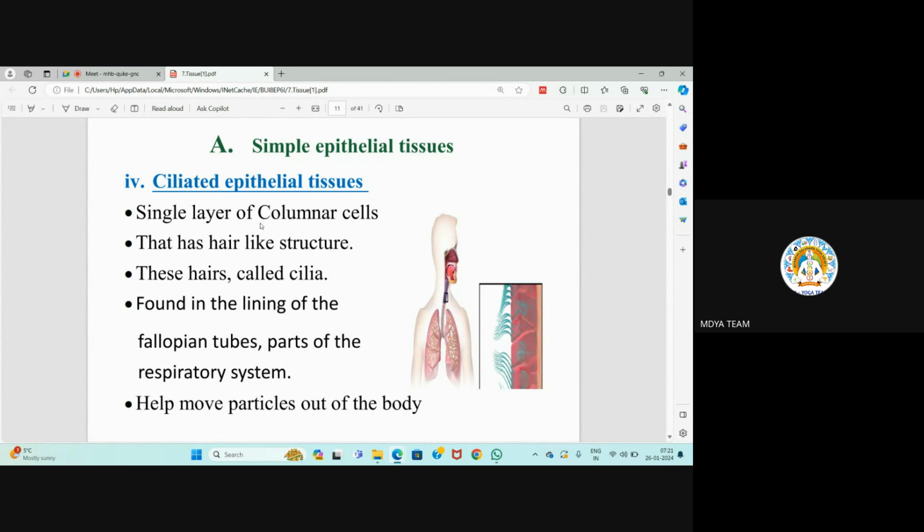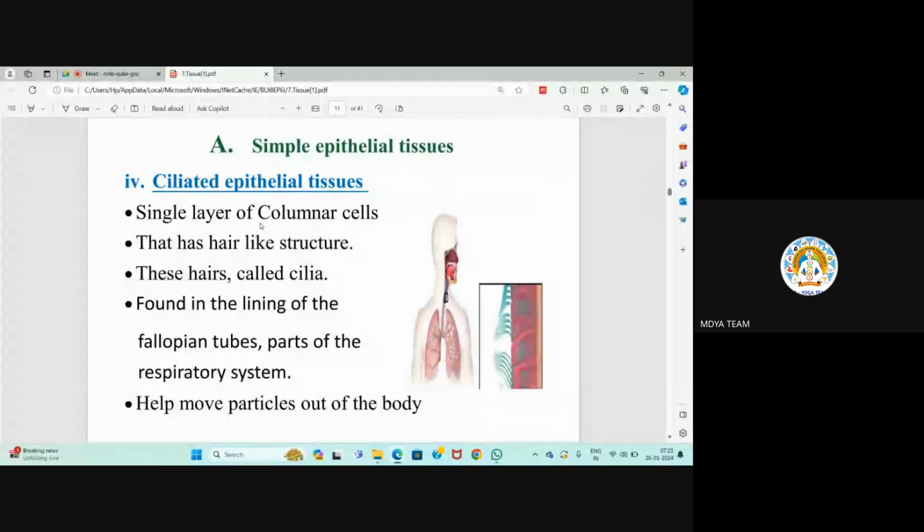And what is the name of the similar projection in the small intestine? Villi. Yes, villi. So in lungs and in fallopian tubes, we call it cilia, and in the small intestine, we call it villi. And these are mainly there for increasing the surface area. Now, these also help move particles out from the body.